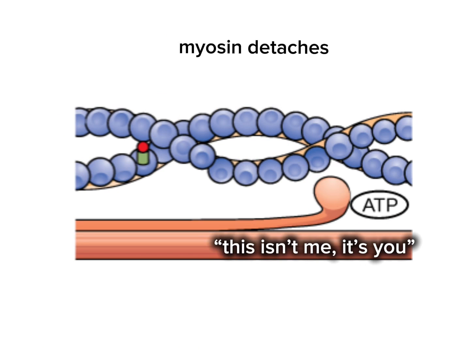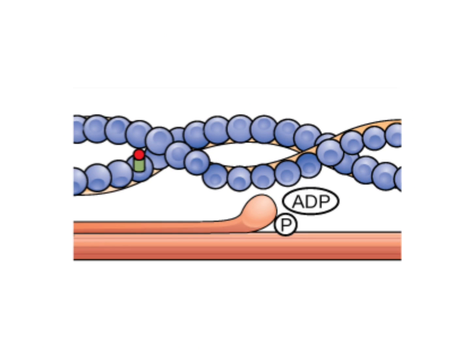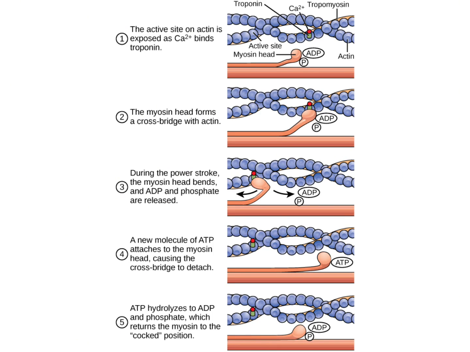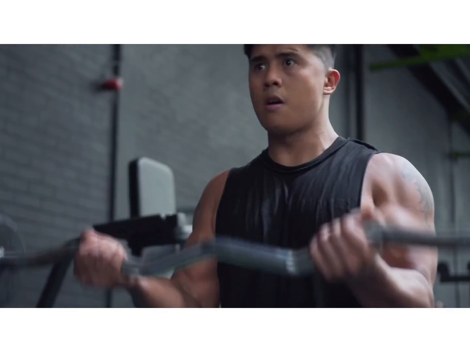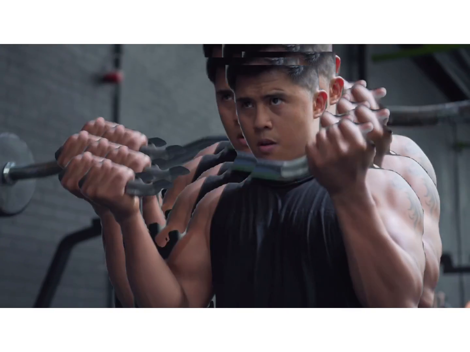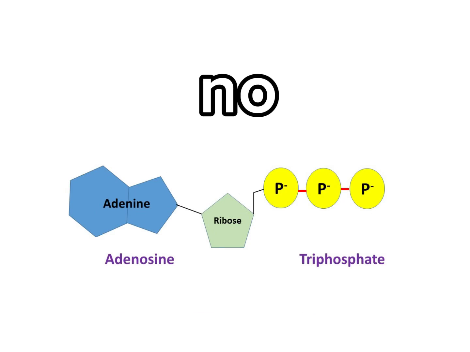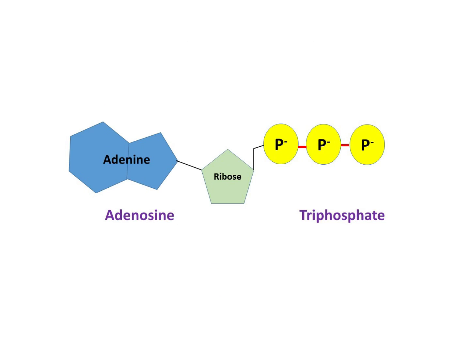When new ATP shows up, the myosin lets go, it resets, and this whole cycle goes again. If you zoomed in, it would look like billions of little tiny arms doing curls at lightning speed. So no ATP means rigor mortis. So yeah, energy really matters.